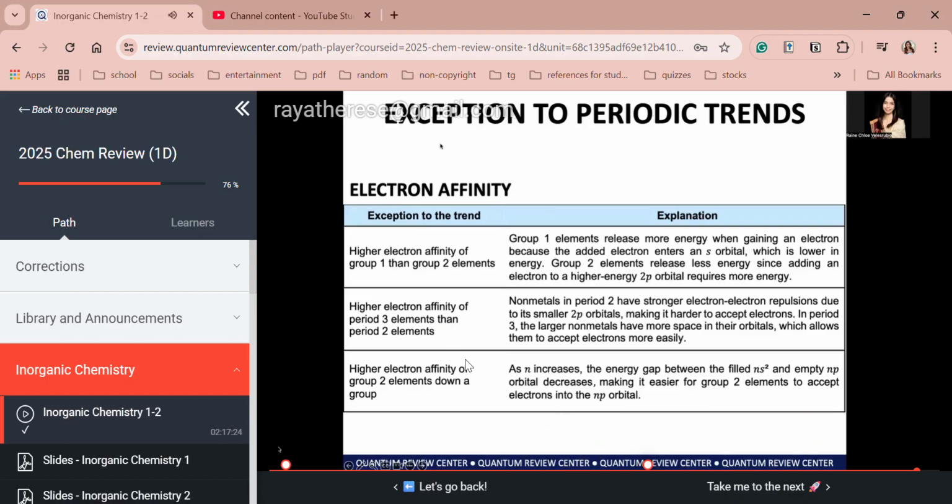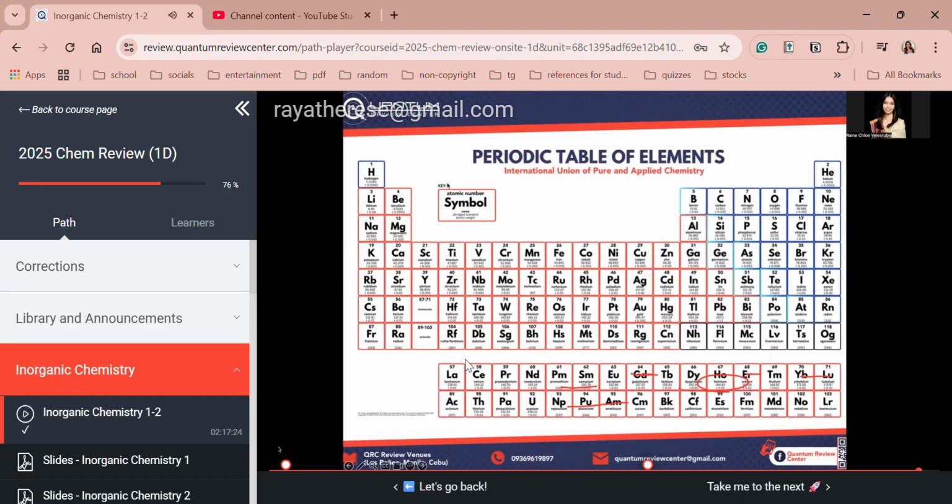Lastly, higher electron affinity of group 2 elements down the group. So as n increases down the group, the energy gap between the filled ns2 and empty np orbital decreases, making it easier for group 2 elements to accept electrons into the np orbital. So for example, we have beryllium, so yung valence orbital niya is 2s2. Si barium naman, 6s2. So let's compare.